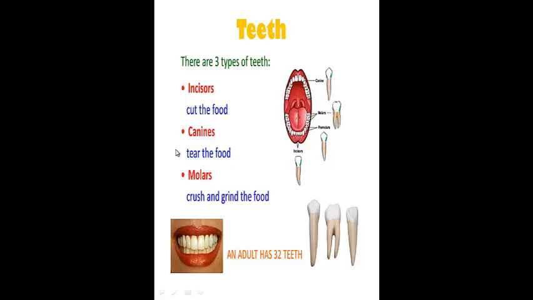Canines are for tearing food. That's why the lion has very sharp canines to tear meat, to know how to tear meat well.